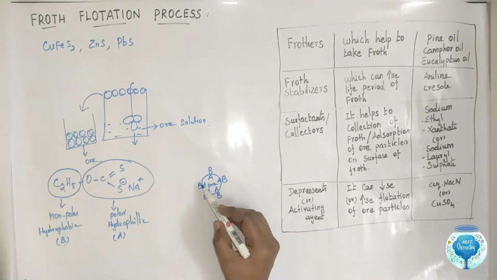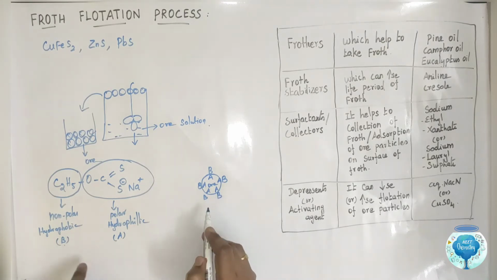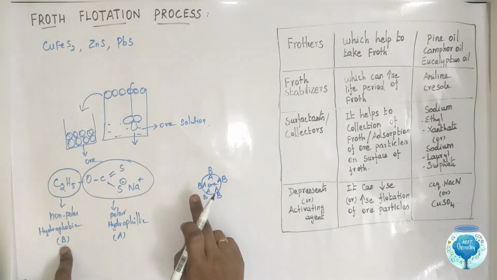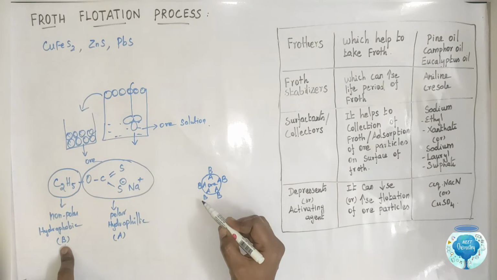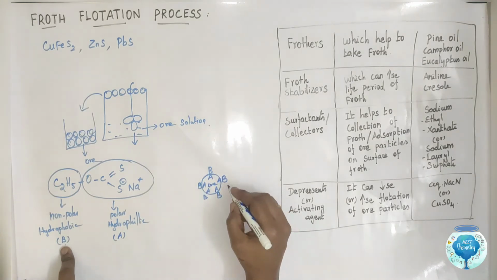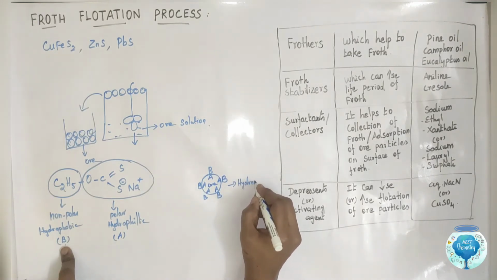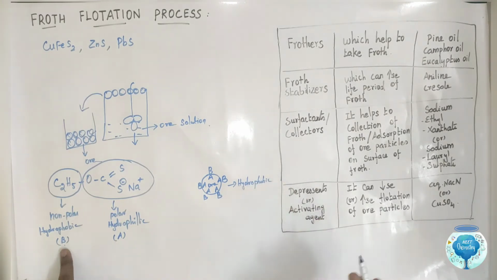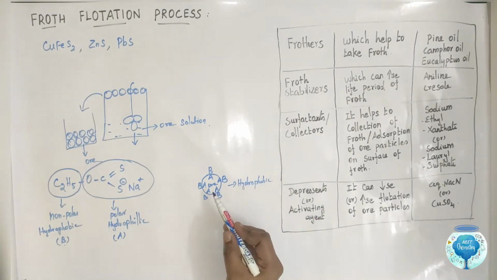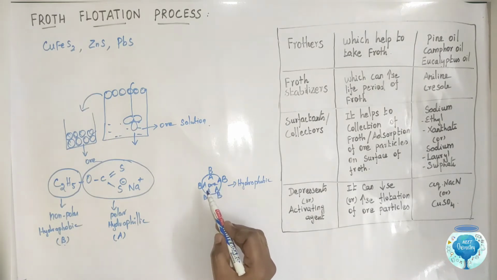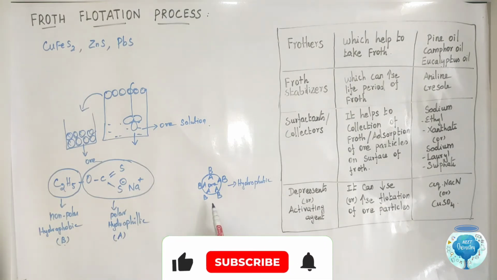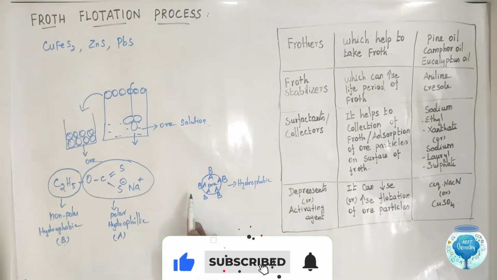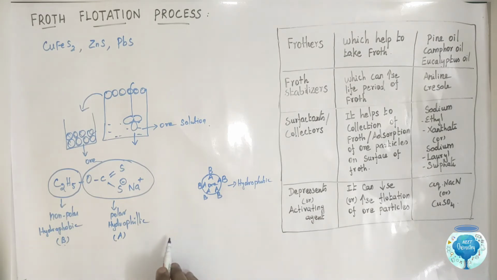Now the ore particles are surrounded by the B part, which is hydrophobic in nature. The ore particle is covered by this hydrophobic part, so it converts to hydrophobic in nature. Originally the ore particles are hydrophilic. Now, by adsorption of sodium ethyl xanthate, the ore particle is converted to hydrophobic in nature.